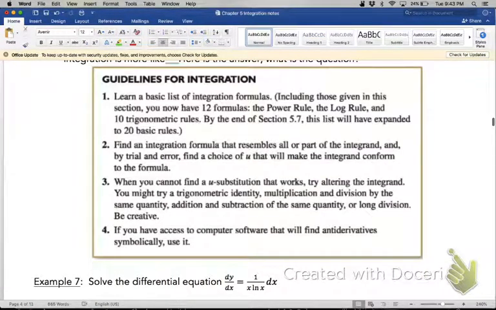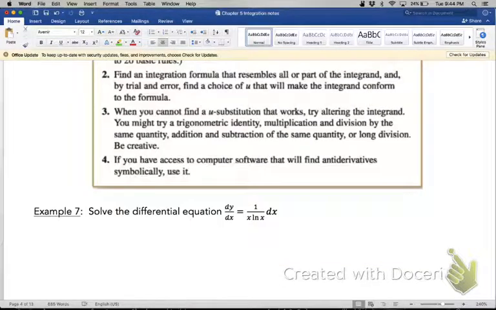So here is just a guideline for how to follow this integration process and where to go. Learn your basic integration rules. Try to find at least some part of the integrand that works with an integration rule that you know, and then see if you can manipulate the rest of it to fit into something else from there. When you cannot find a u substitution that works, try altering your integrand. That's like when we multiply by 2 and then divide by 2, or when we did long division, for example. Those are all things that we can think about.